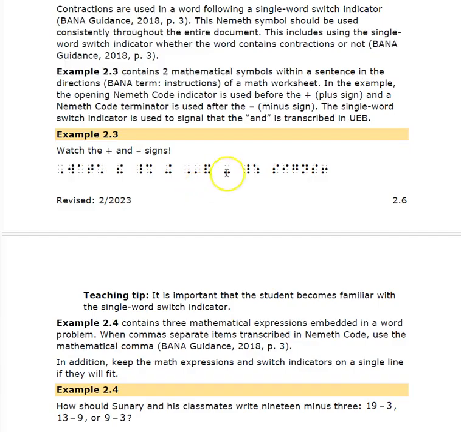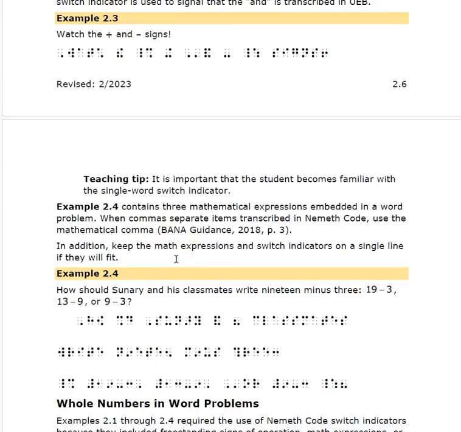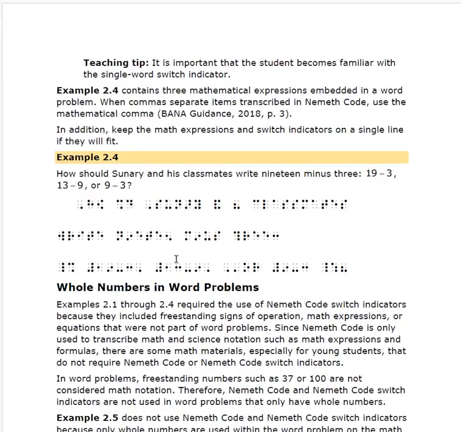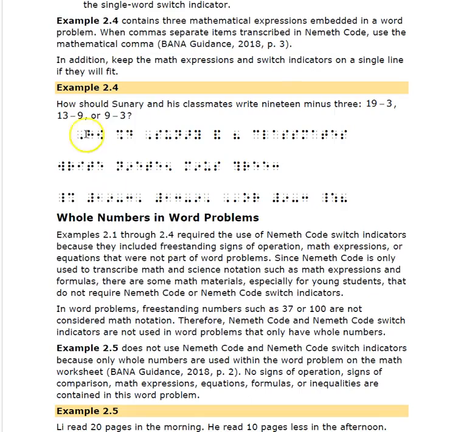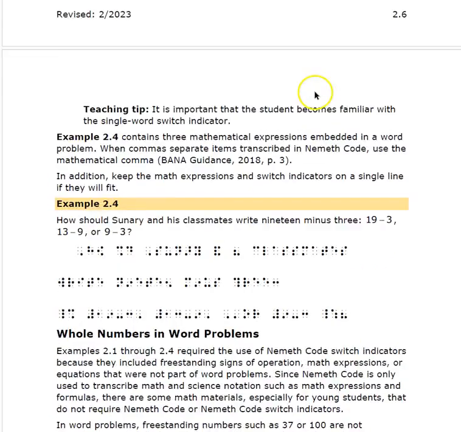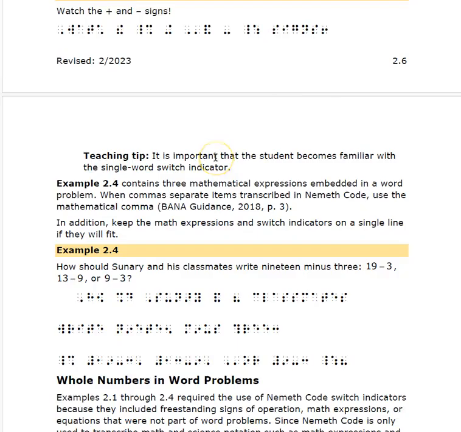So this switcheroo is just for a single word that you want to contract. And then it goes back to letters. How should Sunnery and his classmates write 19 minus 3? I also want to, before I run past this, they do have teaching tips as a TVI, up and coming TVI. Read these, because they will become important for you as you're teaching your students.